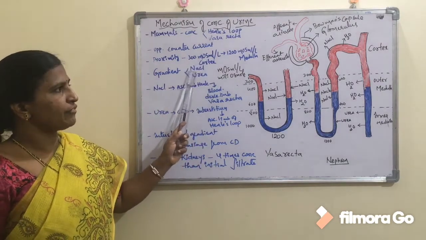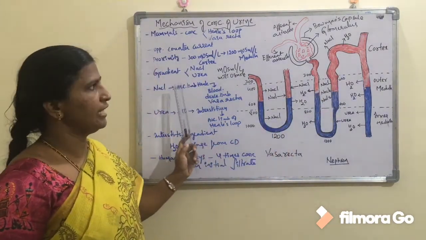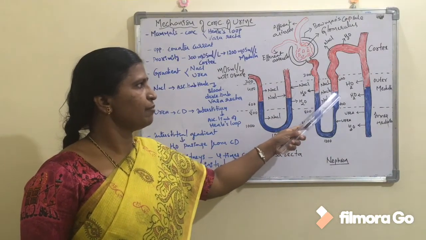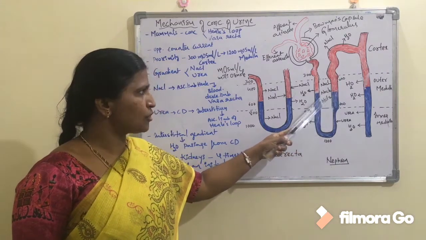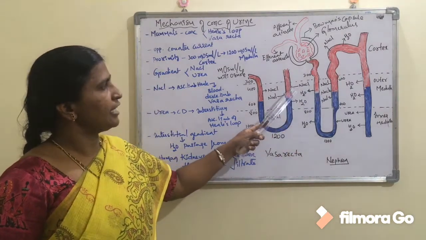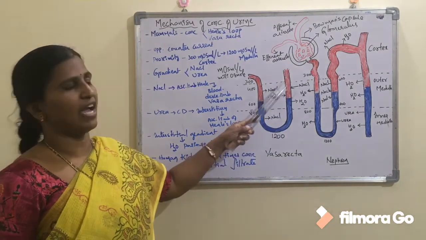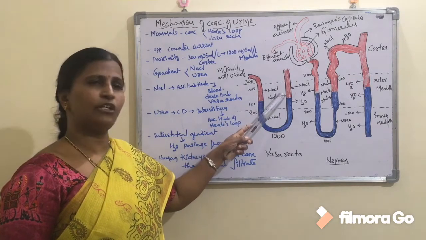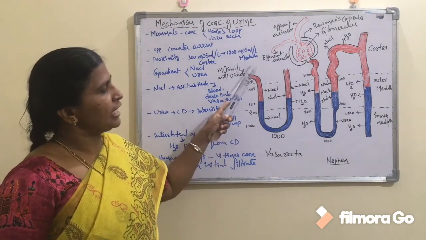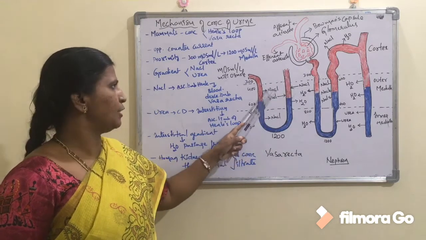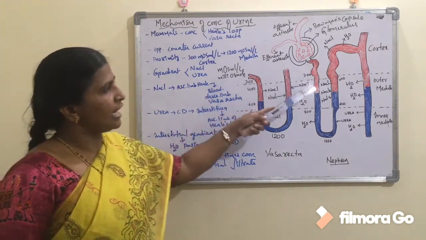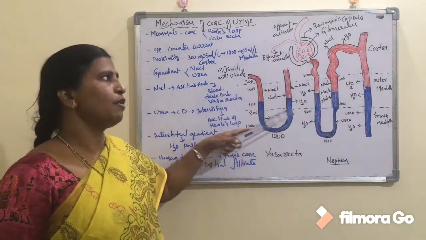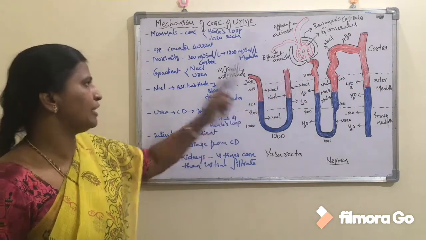If you take the movement of the NaCl ions, they are moving into the interstitium from the ascending limb of the Henle's loop. From there it is entering into the descending limb of the vasa recta. And these entered NaCl ions are again coming into the interstitium from the ascending limb of the vasa recta. That means NaCl ions are maintained in the medulla region itself to maintain high osmolarity in the medulla region.